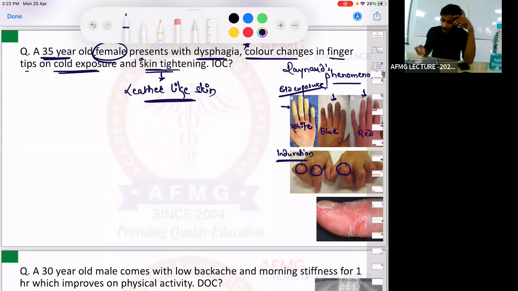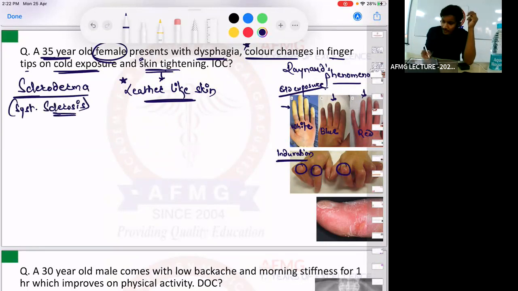ठीक है? Now if I talk about scleroderma, guys, scleroderma is also called as what? Systemic sclerosis. So by the name it is evident there would be sclerosis or fibrosis at multiple sites. Right? So if there is fibrosis of the skin or sclerosis of the skin, there would be leather-like skin. If there is fibrosis around the mouth, they will mention that there would be a pinched mouth or pinched lips. That is called as microstomia.